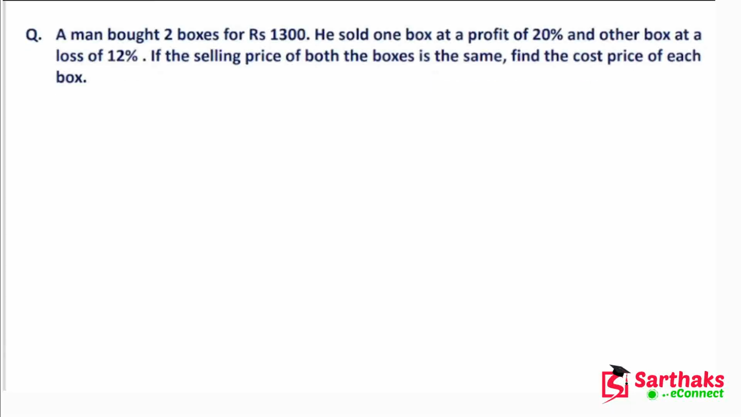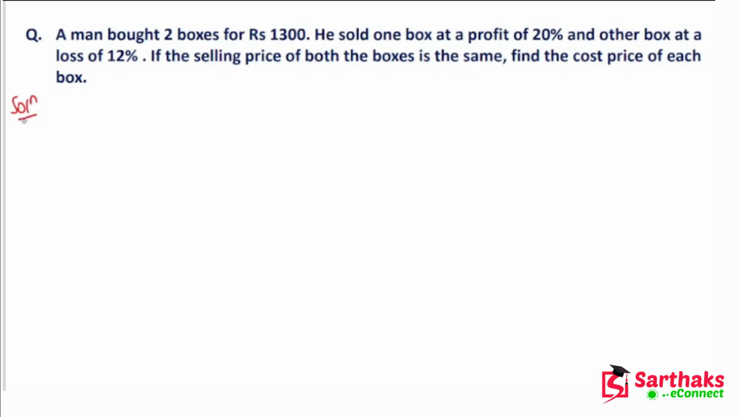Now it says that a man bought 2 boxes for rupees 1300. He sold one box at a profit of 20%, another box at a loss of 12%. If the selling price of both the boxes is same, find the cost price of each box. Again, it is a very easy question. We just have to assume the cost price of one box to be x, then the cost price of the second box would be 1300 minus x, obviously because he bought it. So 1300 is the total cost price. We do not know the individual cost, so we have to assume it.